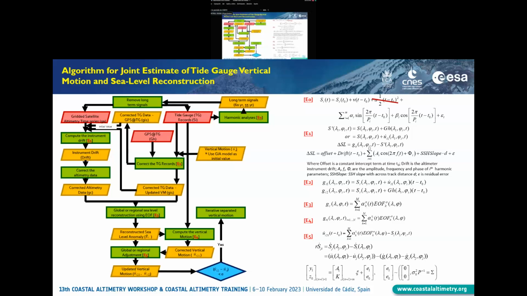So the idea is that we wanted to do a sea level reconstruction. I didn't bother to try to explain what a sea level reconstruction is.